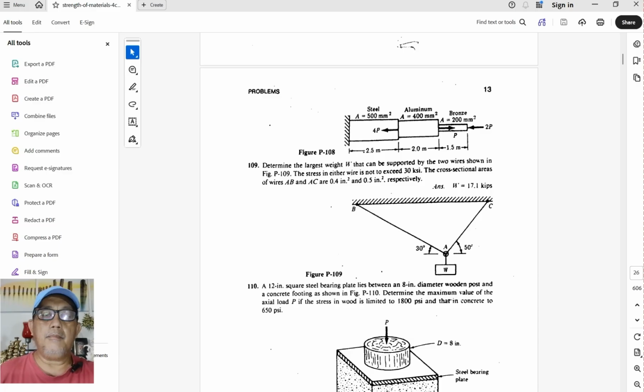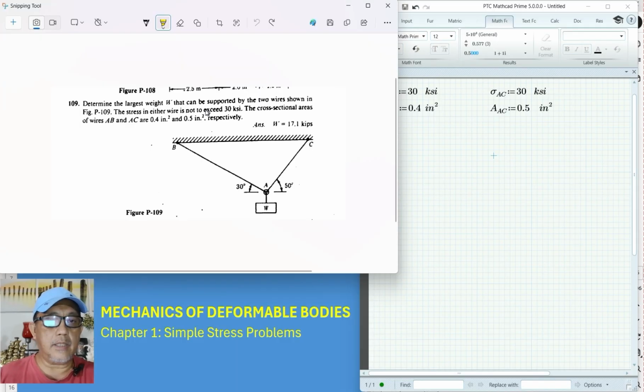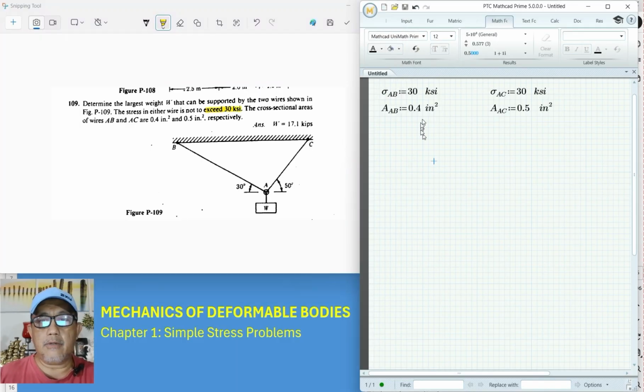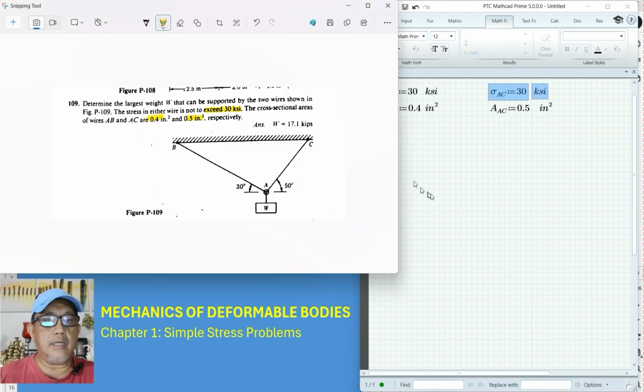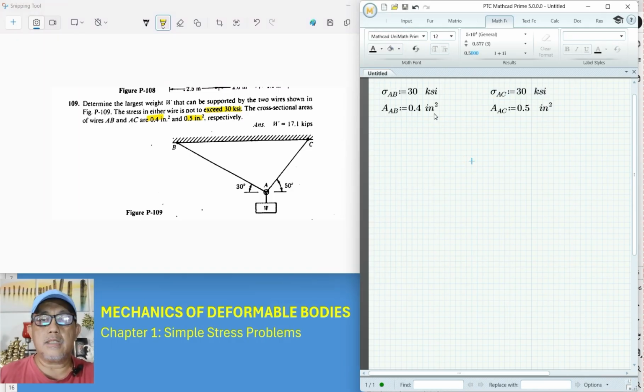Next problem, problem 109. Determine the largest weight, W, that can be supported by the two wires shown in the figure P-109. The stress in either wire is not to exceed 30 KSI, kilopounds per square inch. The cross-sectional areas of wires AB and AC are 0.4 square inch and 0.5 square inch, respectively. So we're given the stress in each wire that is not to exceed 30 KSI. So we have stress for AB is 30 KSI and stress for AC is 30 KSI also. We're also given the cross-sectional area of each wire. We have for AB 0.4 square inch and for AC 0.5 square inch.